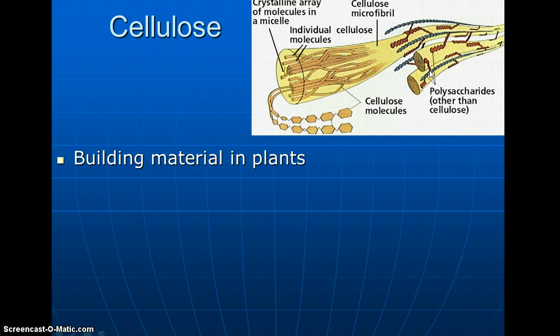However, humans cannot digest cellulose. We do not have the enzymes in order to do that. It's too complex of a molecule. However, other organisms like cows are able to digest cellulose, so we are able to harvest that glucose energy by eating a cow that had eaten the grass with the cellulose in it.